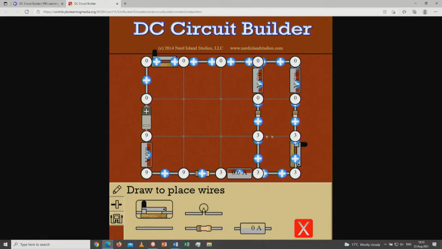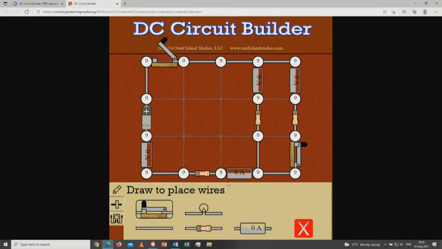Now, you'd see if perhaps I close this, and notice that this one now opens the whole circuit, so it breaks the circuit, and therefore no current flows at all.